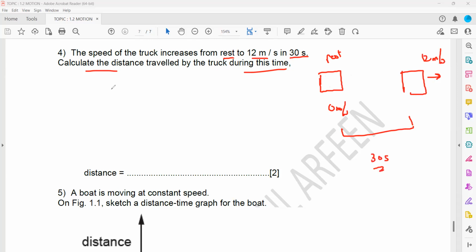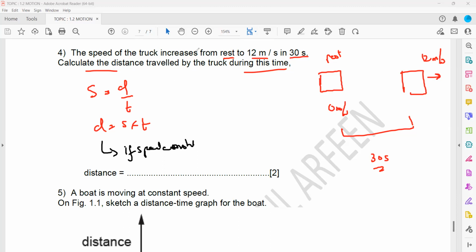When we use the formula, speed is distance over time. So distance is speed multiplied by time. But this formula is only valid if the speed is constant. This is only valid if the speed of an object is constant, or speed is not changing. But now, when the speed is changing, we cannot use this directly. We don't directly substitute the value of a speed.